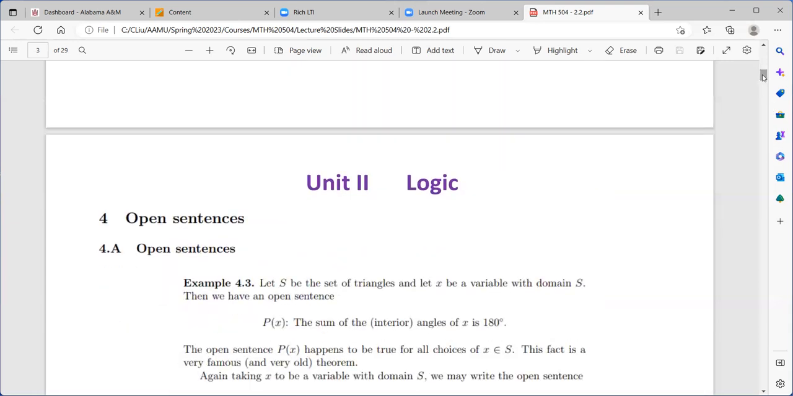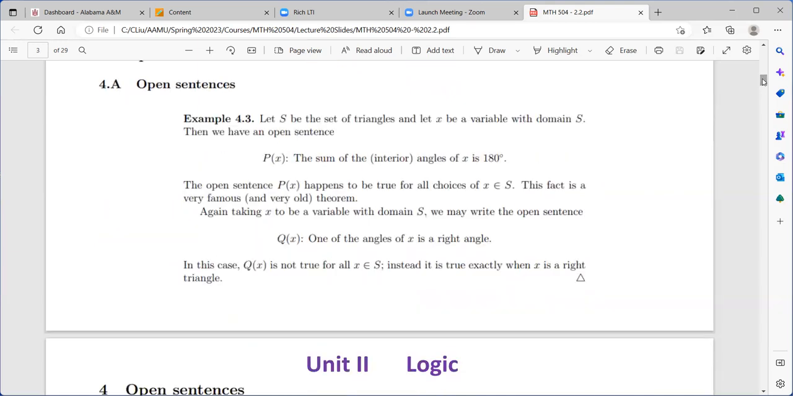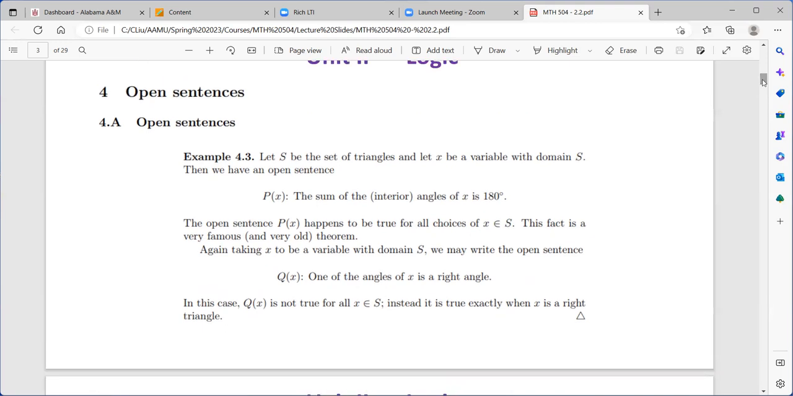Okay, so that's for the notation. Let's do another example. In this example, we're talking about triangles, and we let S be the set of triangles. So that's the set of all the triangles, S. And let X be a variable with domain S. What it means is X is just one of those triangles. Then we can define an open sentence P of X as the sum of the interior angles of X is 180. So that's an open sentence because it has a variable X.